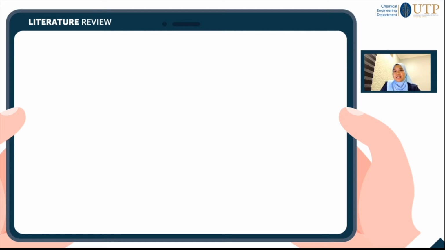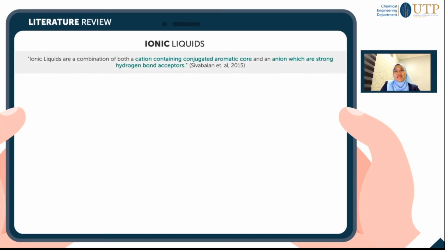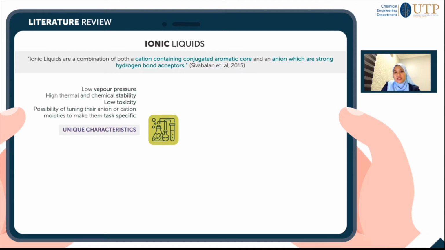So ladies and gentlemen, what are ionic liquids? Ionic liquids are a combination of both a cation containing a conjugated aromatic core and an anion which are strong hydrogen bond acceptors. Ionic liquids are popular among researchers because of their unique characteristics such as low vapor pressure, high thermal and chemical stability, as well as low toxicity.